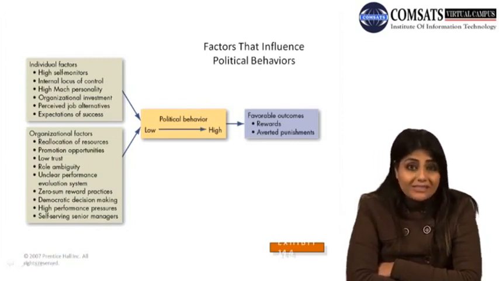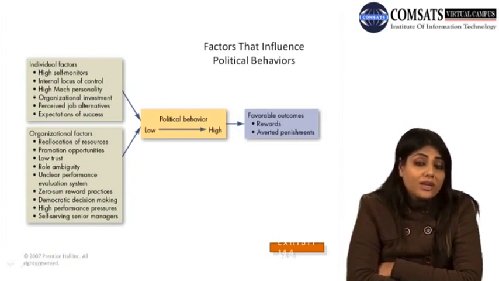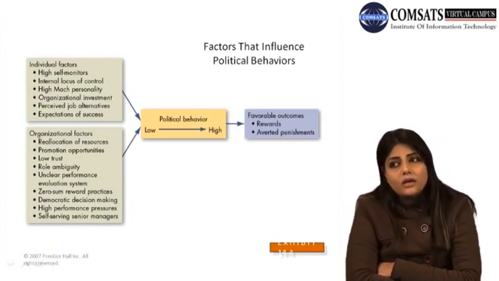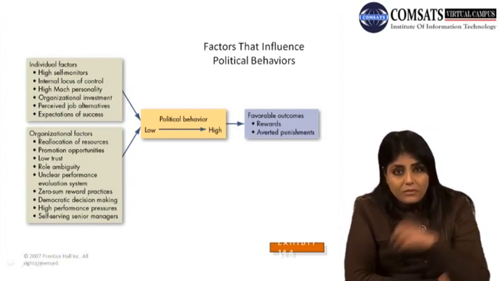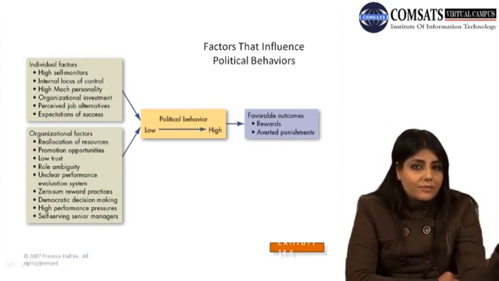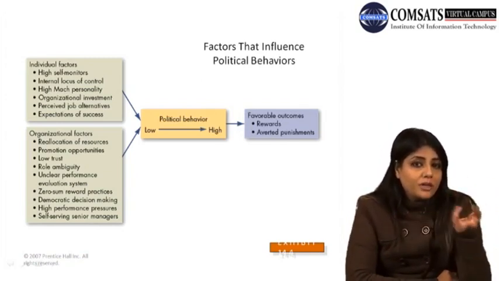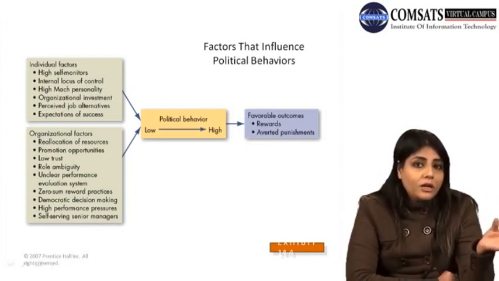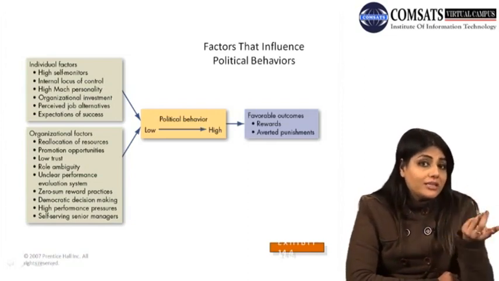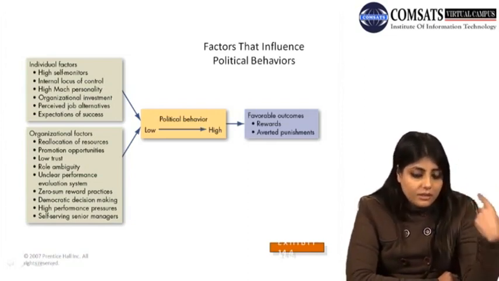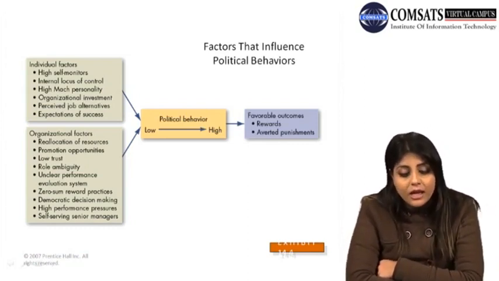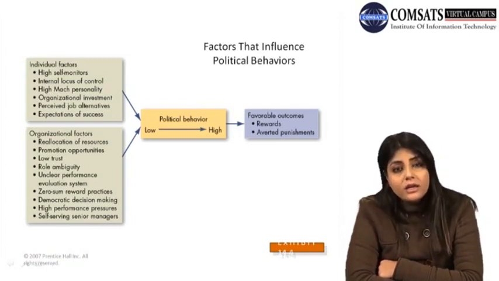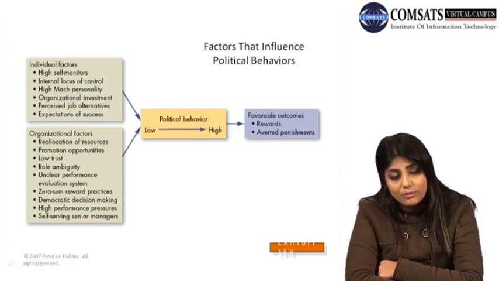Then the zero-sum reward practices, the organizations in which there are these practices, that is one, that is, for example, if we know that one person will gain something at the expense of the other person, then of course those two people are going to engage in the political behavior because everyone knows that he will be gaining or the other one will be gaining at his expense, right? So the tendency to engage in the political behavior then is going to be higher. Then the democratic decision making, again, if there is democratic decision making, the tendency to engage in the political behavior is again going to be higher.